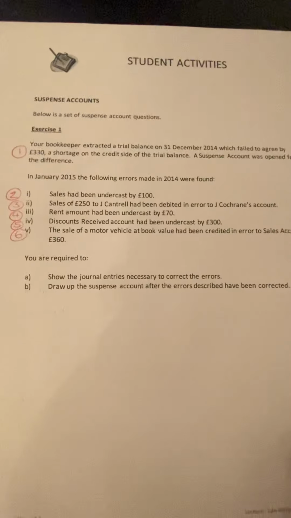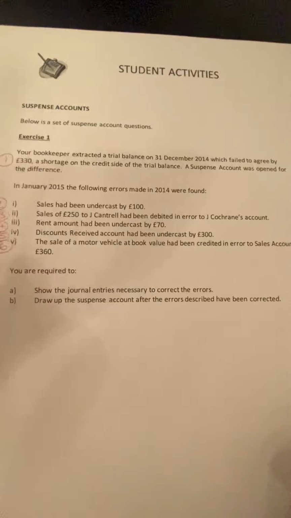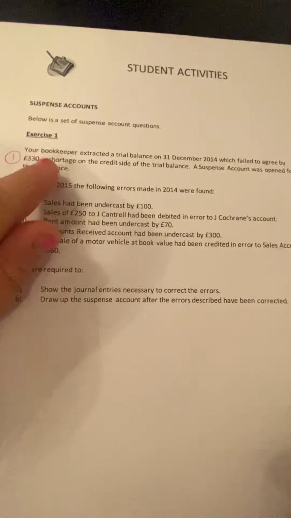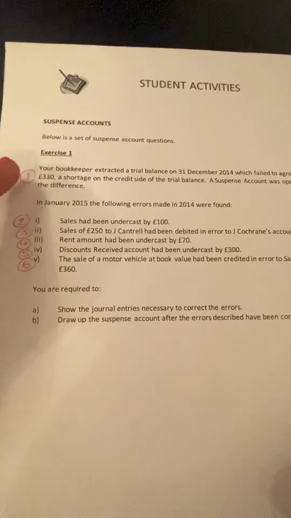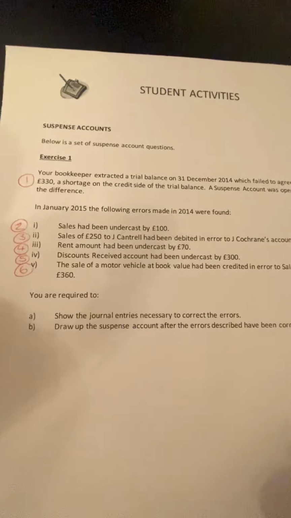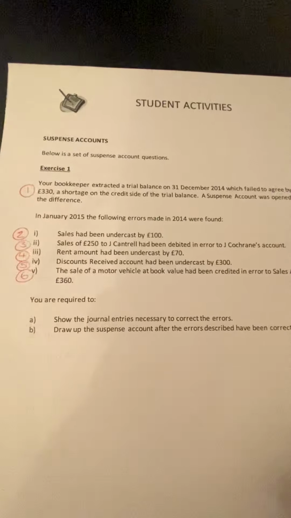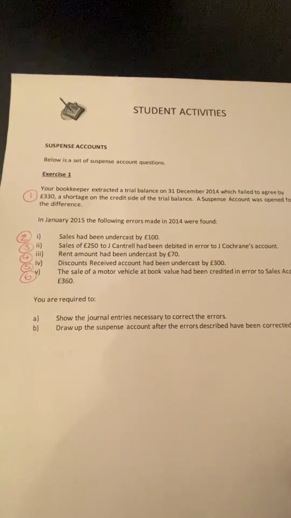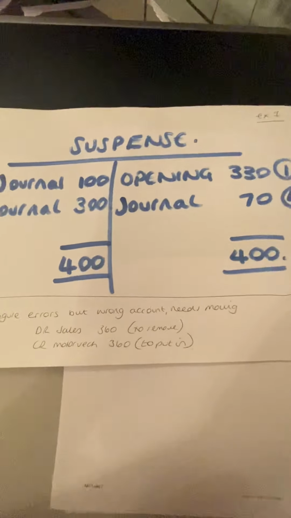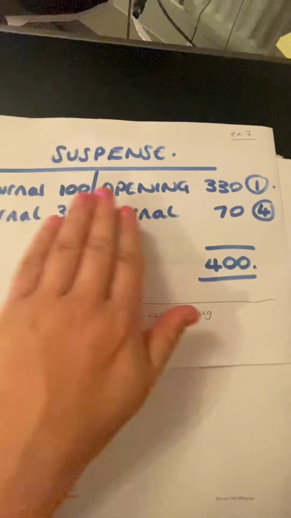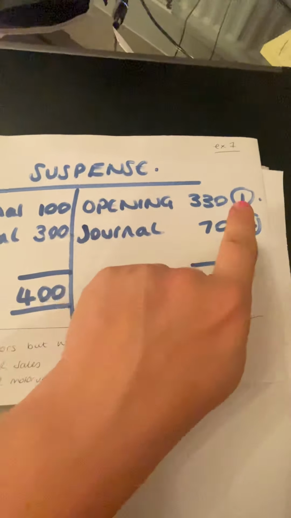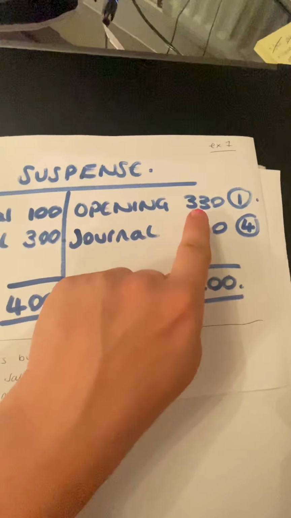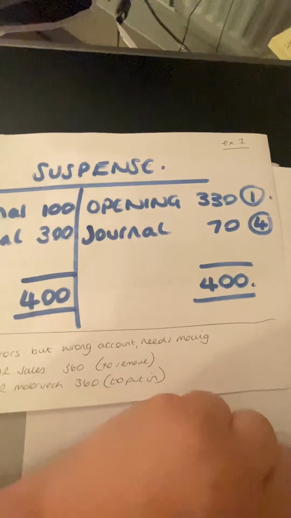So the first thing you've been told here is that the credit side is where the shortage is, and it's £330. So I've labelled that number 1, and I've labelled them all with a number so you can clearly see in my answers which one I'm talking about. So, for want of a better phrase, here's one I prepared earlier. If you were thinking of drawing a T account for the suspense, ignore anything else at the moment. The first thing that we can put in is number 1, opening balance of £330 on the credit side. Okay.